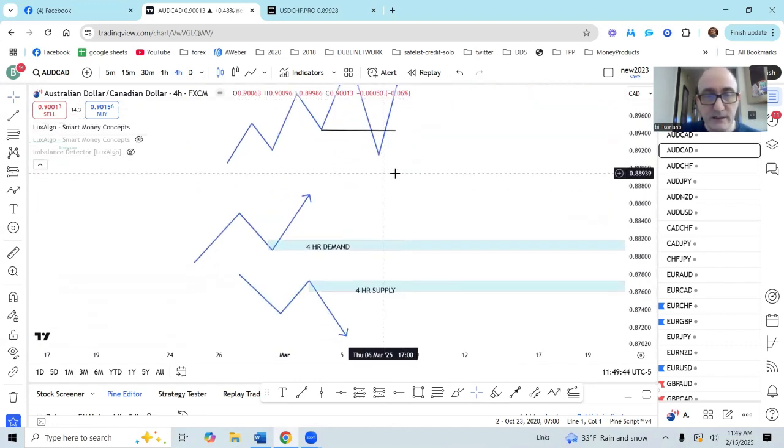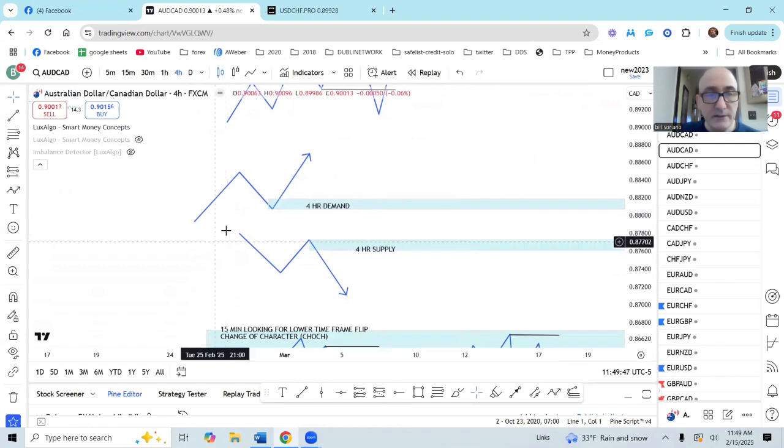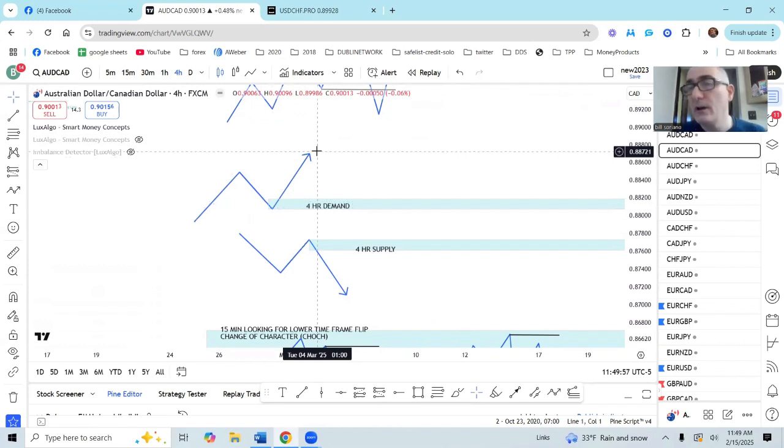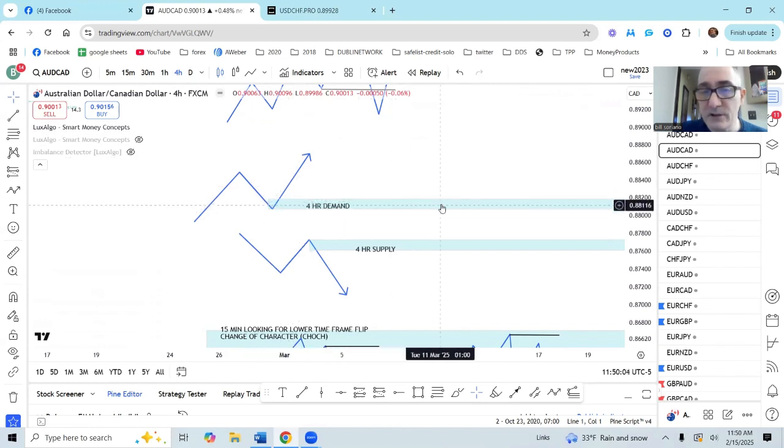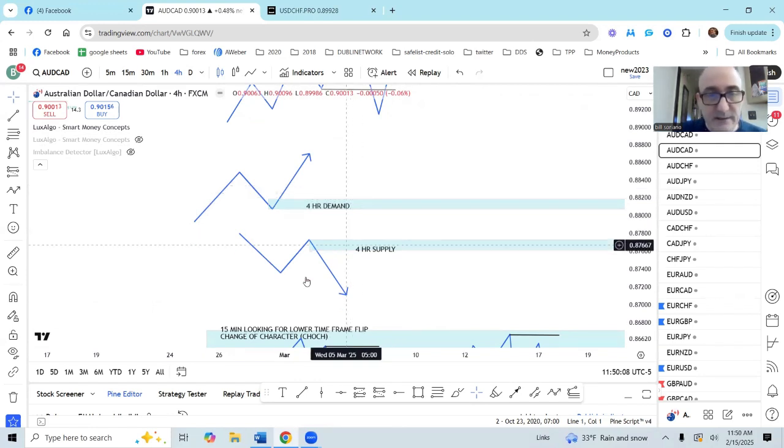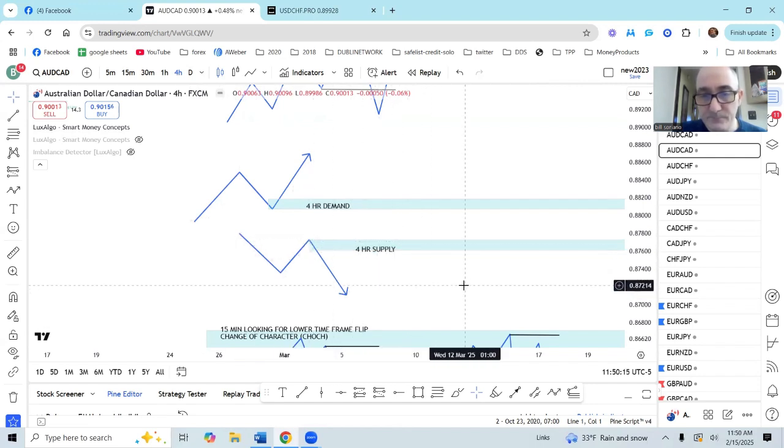So to show you what that looks like here, here's a 4-hour demand zone, maybe down in this area here, right? Assuming price has been making these higher highs here and higher lows, we have a bullish bias on the 4-hour time frame. And so we try to find a 4-hour demand zone in this area here. And we'll give you the rules for that in a second. Now, if price has a bearish bias, then we look for a 4-hour supply zone to trade from, okay?